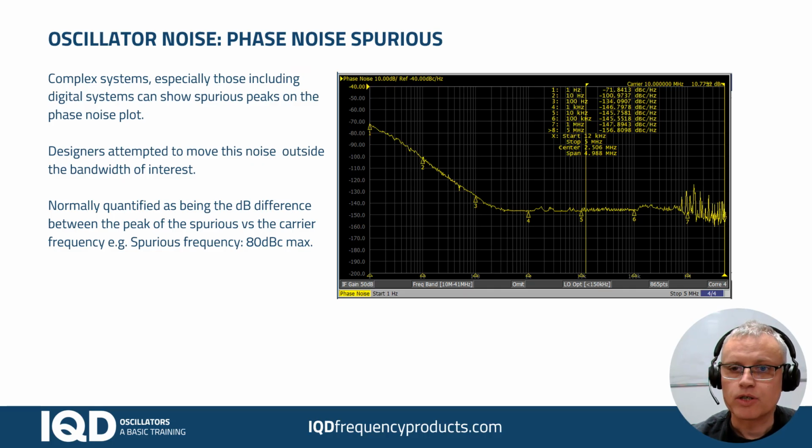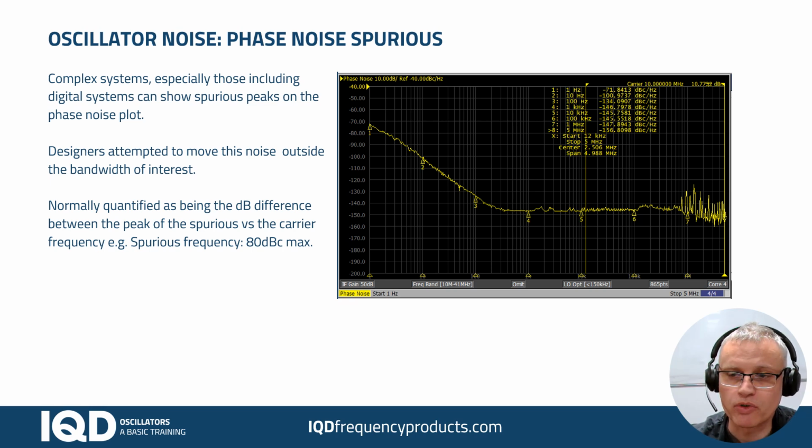Now let's look at spurious response. On the phase noise plot on the right there, at the very far end, we can see some spikes happening here. This is in fact coming from a complex system which has a digital control loop, some digital switching, and a processor running inside, and it's giving the user a lot of complex information about the state of the oscillator as it's running.